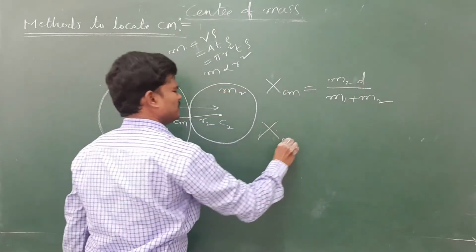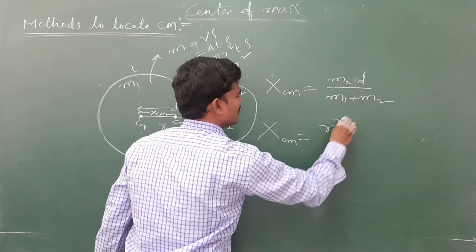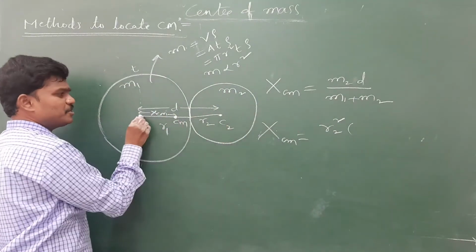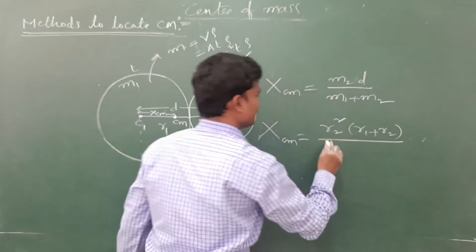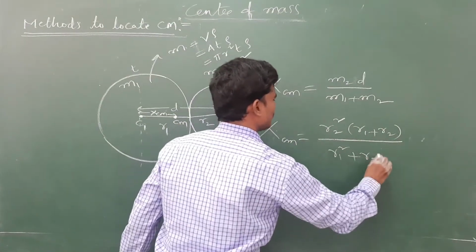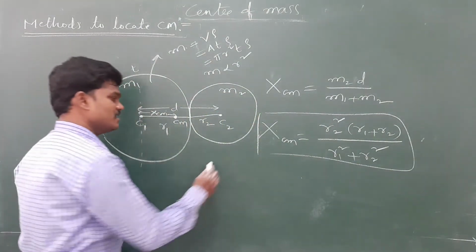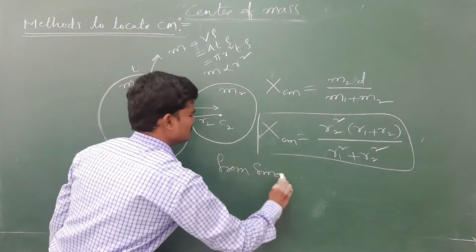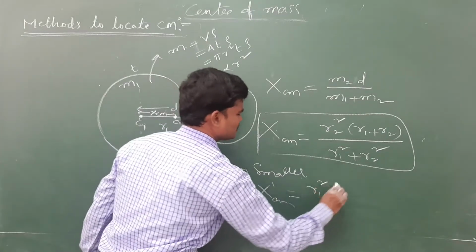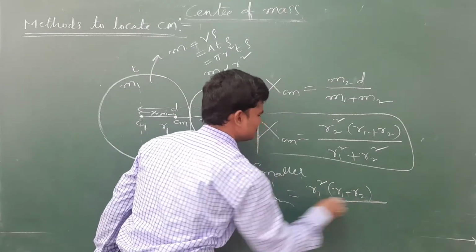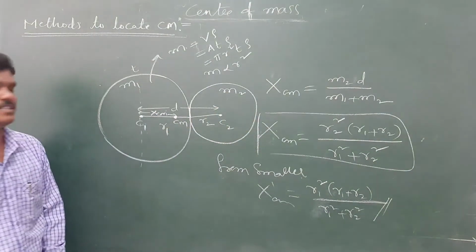So XCM: M2 is proportional to R square, so let me write directly R2 square. The distance from here to here is R1 plus R2. So R1 plus R2 by R1 square plus R2 square. This is the distance of the center of mass from the bigger disc. From the smaller disc, just write the opposite, X CM dash, just interchange: R1 square into R1 plus R2 by R1 square plus R2 square. So this is from the smaller disc.